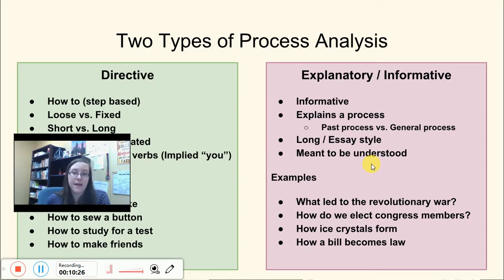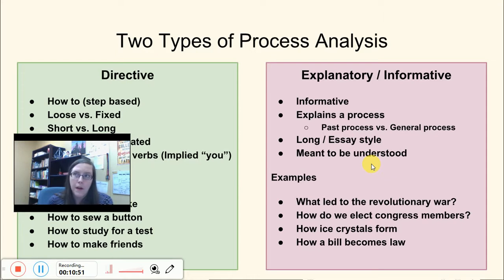Now, does that mean that the subject matter can control it, right? In a past process, the subject matter is going to control it. So, in an explanatory process analysis, that's what led to the Revolutionary War. We're really not trying to get people to redo the Revolutionary War, or to have a whole nother segment of history that leads to the Revolutionary War.